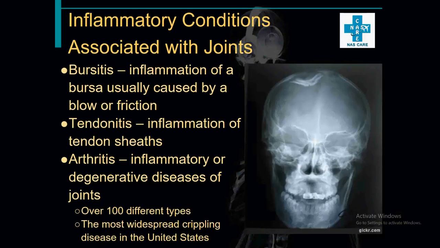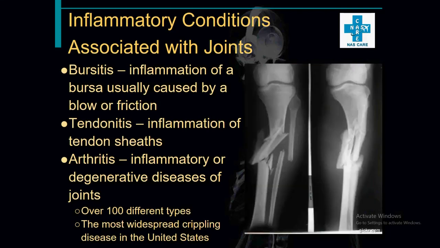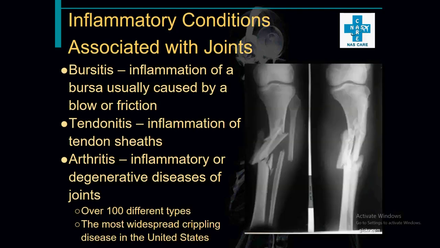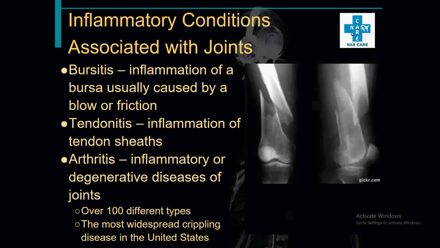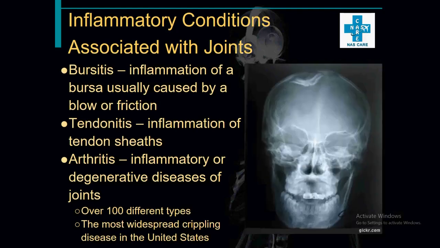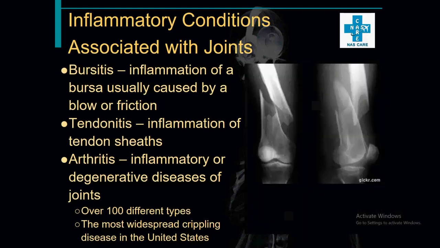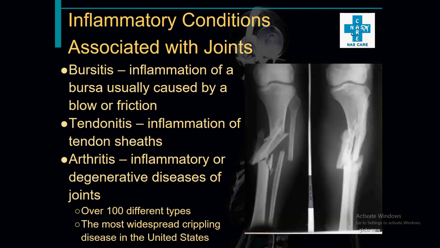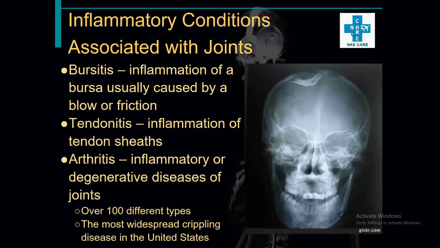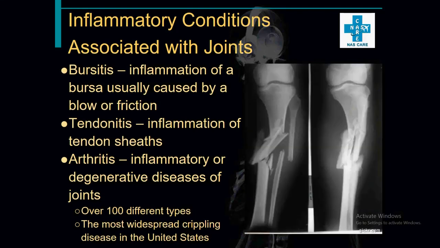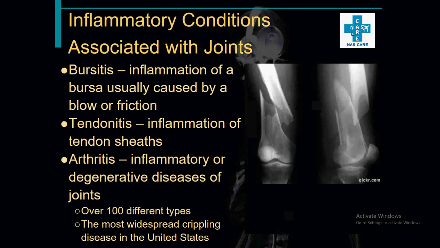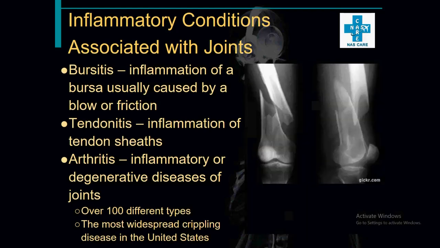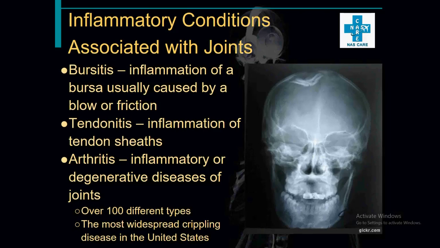About inflammatory conditions, these are diseases associated with the joints. Bursitis: what is that? It is the inflammation of a bursa, usually caused by a blow or friction. Tendonitis is inflammation of tendon sheaths. Arthritis is an inflammatory or degenerative disease of joints with over 100 different types, the most widespread crippling disease in the United States. What about your country?